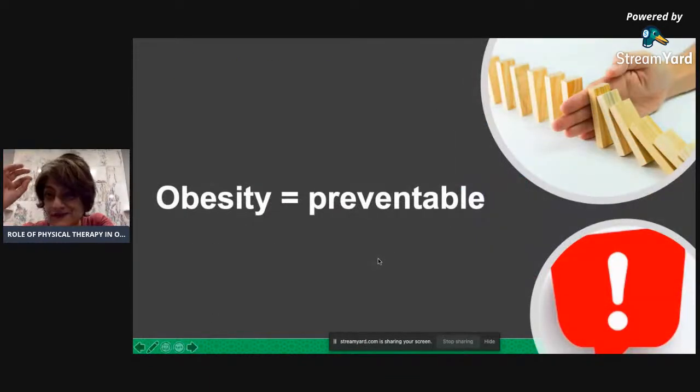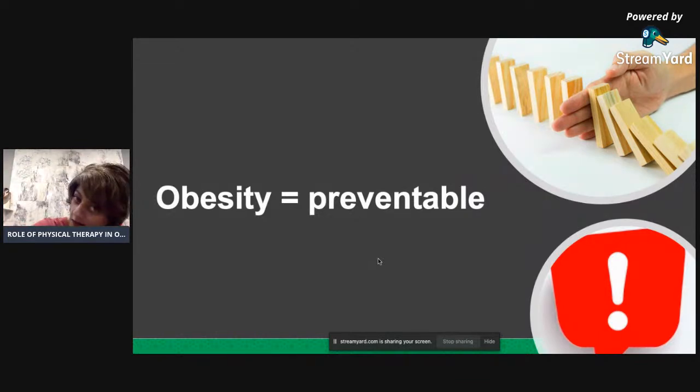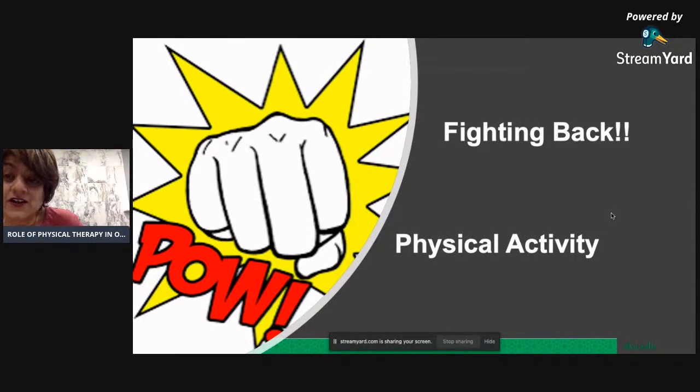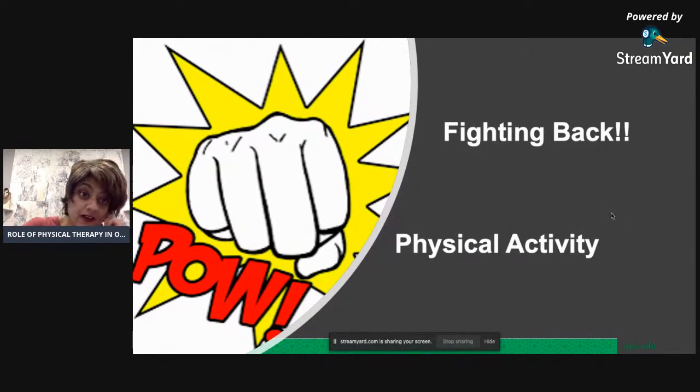Okay, but the important message here is that obesity is preventable. We can completely prevent this, or almost completely prevent obesity from even existing. So how do we do that? Okay, one of the best ways to do that is by physical activity. And as a physiotherapist, we have the knowledge and the skill to work with physicians and specialists to help patients become healthier. Okay, so let's review some of the evidence-based research that proves that physical activity is one of the most effective ways in which to fight obesity.